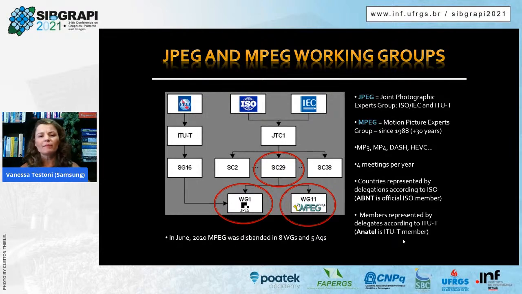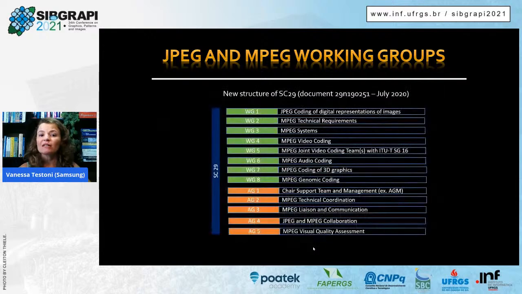So if you are more familiar with MPEG and JPEG, you may have heard that MPEG was over last year. And the reason is because last year there was a huge change for MPEG, probably the biggest one in those 30 years. And the reason is because the group had become too large, and also there had been some issues after so many years working together. So they decided to actually split the groups. So now instead of one group, we have several. We have 8 and 8 ad hoc groups too. But they keep the name MPEG, and the activities that are going on.